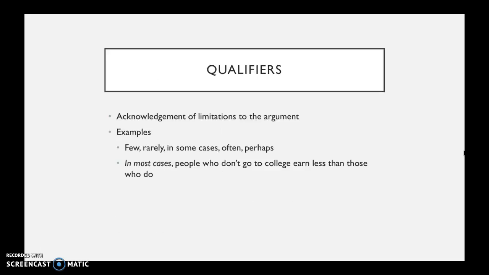The qualifiers acknowledge the limitations to the argument. So examples of this are few, rarely, in some cases, often, and perhaps. And in Chapter 7, there is a long list of them presented. An example of this that's given in the book is, in most cases, people who do not go to college earn less than those who do.